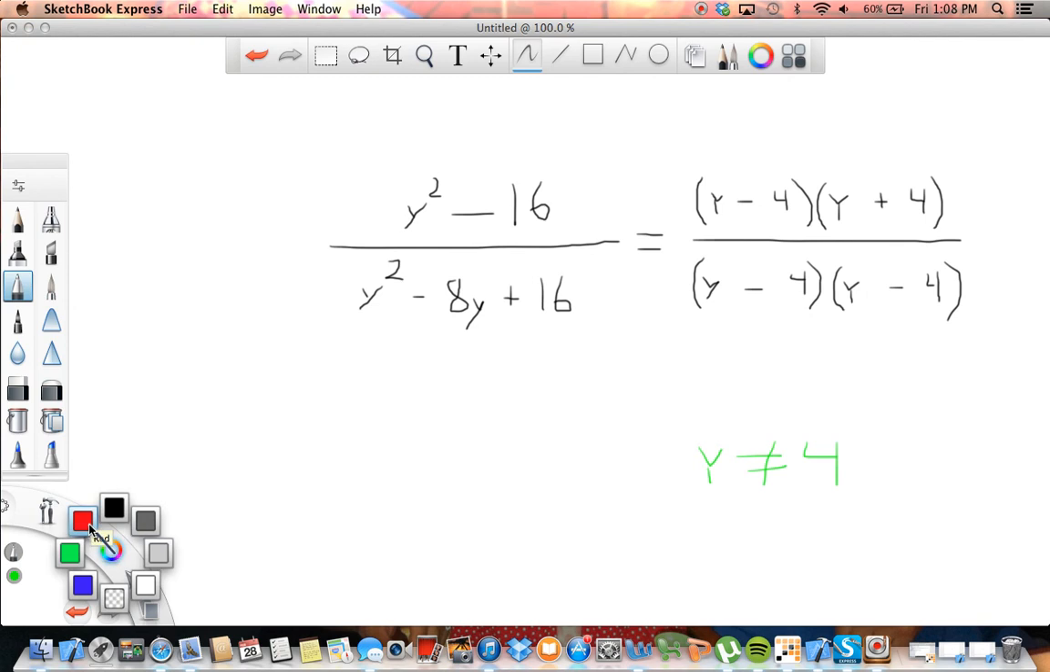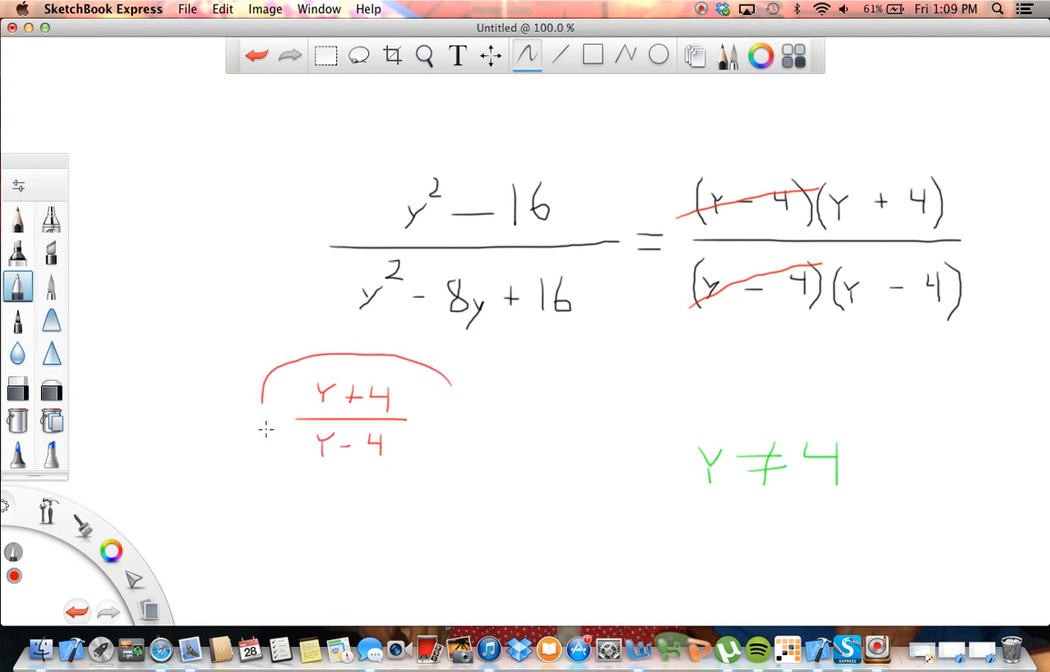Now let's go back up here. I'll put my final answer in red. We need to start canceling some stuff out and simplify things. So we have, looks like y minus 4 on top and y minus 4 on the bottom, so they will cancel out. That leaves me with this: y plus 4 over y minus 4. And so this, with your excluded value, is your final answer.